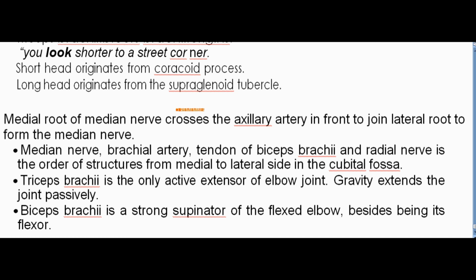Short head originates from the coracoid process. Long head originates from the supraglenoid tubercle. The medial root of the median nerve crosses the axillary artery in front to join the lateral root to form the median nerve. Median nerve, brachial artery, tendon of biceps brachii and radial nerve is the order of structures from medial to lateral side in the cubital fossa.